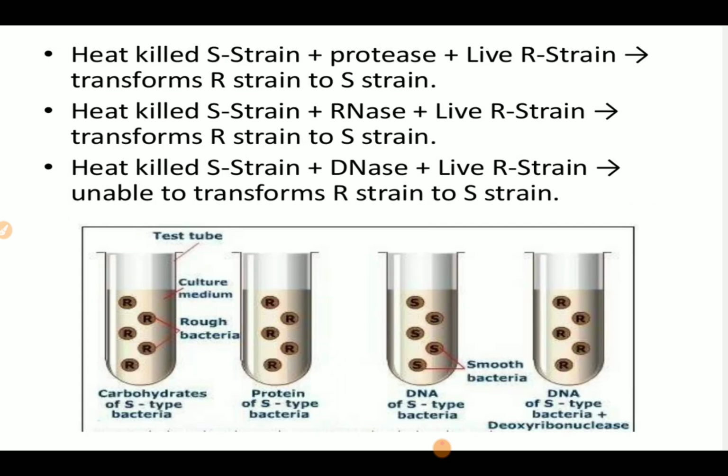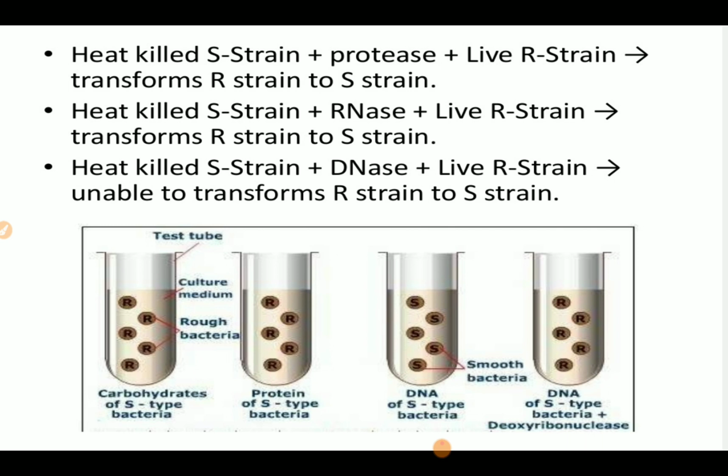When heat killed S strain plus protease plus live R strain. Okay. So they found that yes, that causes the transformation from R strain to S strain, because protein is not the genetic material. Then the heat killed S strain plus RNase plus live R strain. What did they find? That causes the transformation of R strain to S strain.